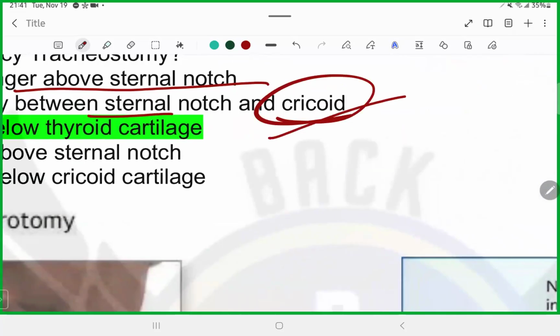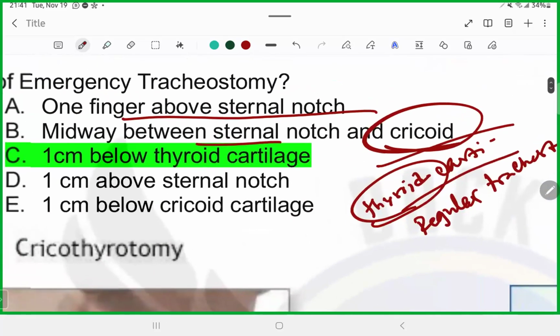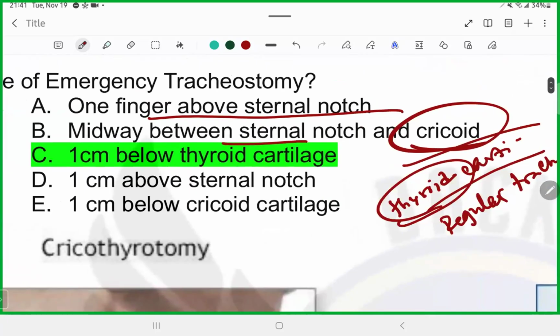Midway between sternal notch and thyroid cartilage is our site of regular tracheostomy. And the people who blindly memorized the recalls, they marked this question wrong because they forgot emergency tracheostomy, because the stress level is high and you cannot remember tiny details. That's why I told you revise, revise, and revise.